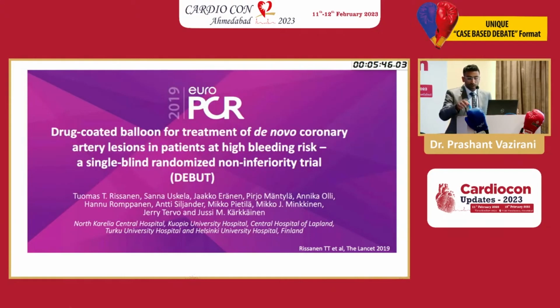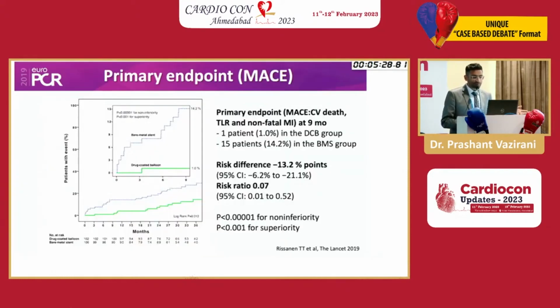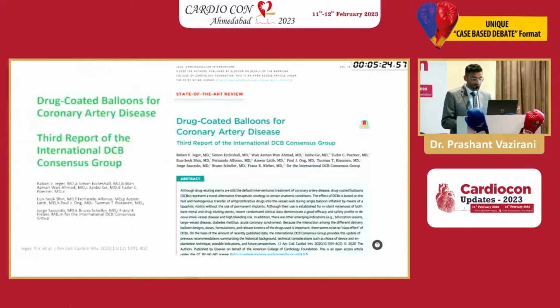So what about patients who have a very high bleeding risk score at presentation? A trial was also done, the BOUT trial. They had 2 arms, a paclitaxel balloon and a bare metal stent. A bare metal stent, because you cannot put a drug-eluting stent in a patient who has a very high bleeding risk score. This trial also had a very positive outcome when compared against the stent.